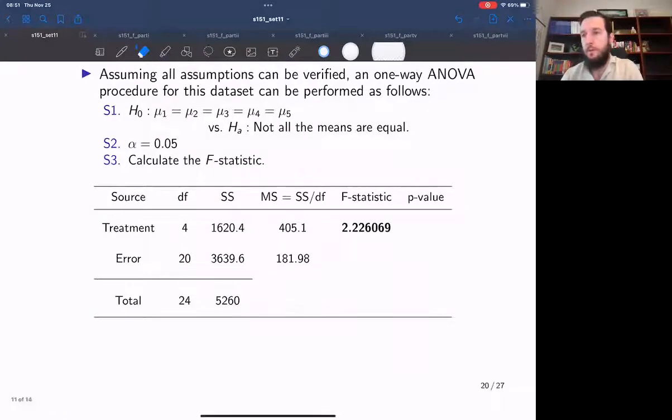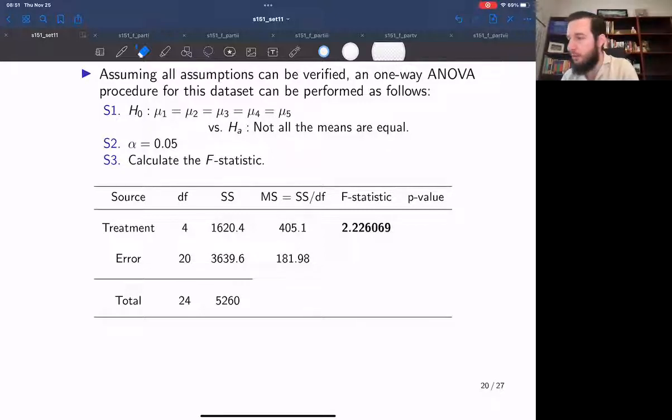All right, so step one of the hypothesis is equality among the means versus the alternative that not all the means are equal. And again, for the alternative, we're always using the same thing, which is one of the nice things about this test. We can always just say not all means are equal in the alternative hypothesis. Step two, significance level. Step three, test statistic.